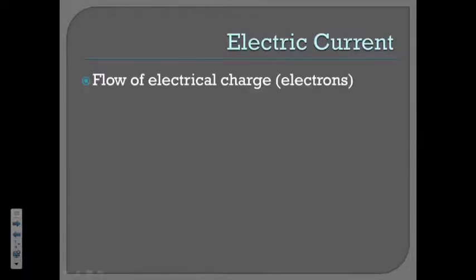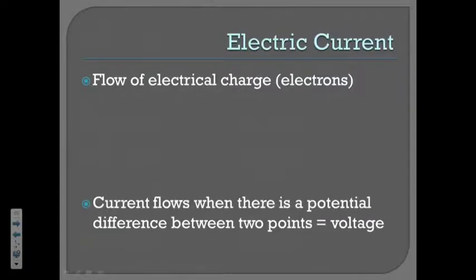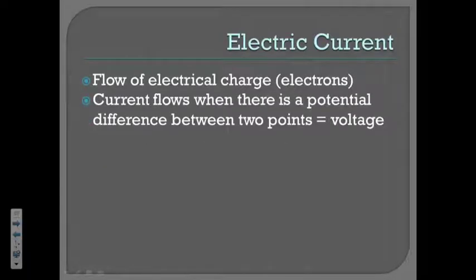Alright, so let's start talking about electrical current and what electrical current is. Electrical current is just the flow of electrical charge, and that electrical charge is electrons. So just like a river has water flowing through it, electrical current has electrons flowing through it. And we need to understand that current flows when there's a potential difference between 2 points. And we call that potential difference voltage. Remember, voltage is the same as potential difference.